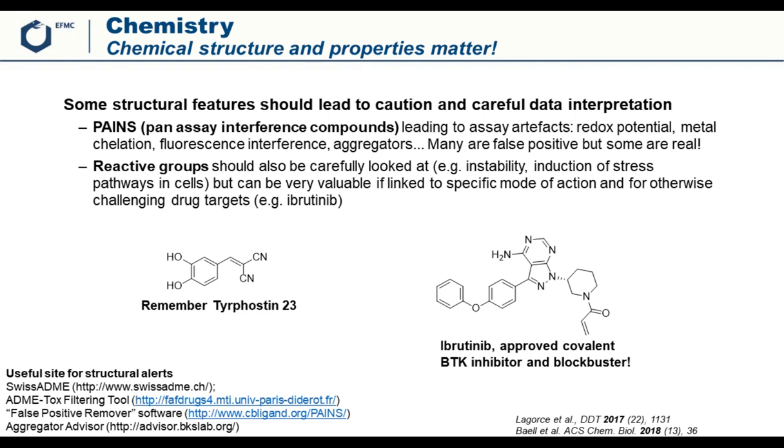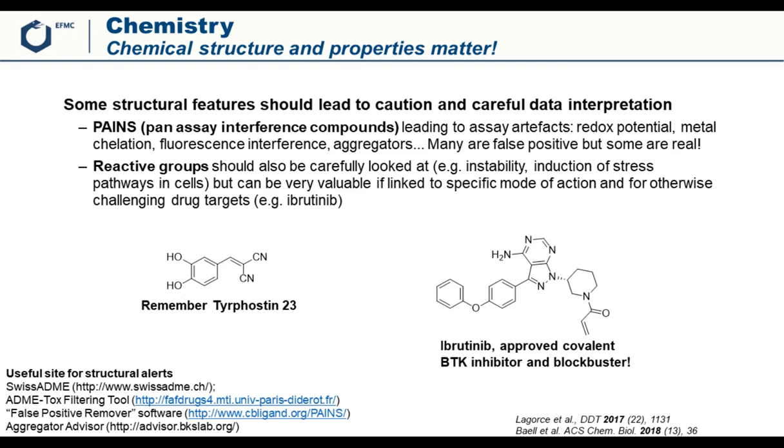The second kind of groups that should be looked at are reactive groups. Again, because they can lead to instability, but also because they can induce stress pathways in cells. But again, it's not because you have a reactive group that the probe is necessarily bad. Actually, some reactive covalent compounds are extremely useful if they are linked to a specific mode of action, and in particular, for otherwise challenging drug targets. There's actually many excellent covalent reactive compounds that are probes and even drugs currently in use in humans.